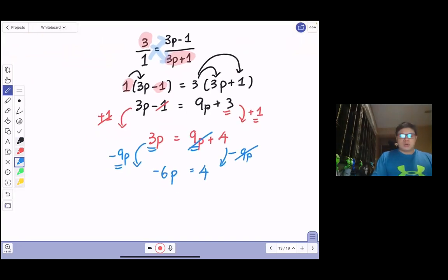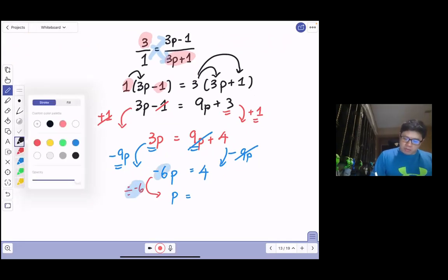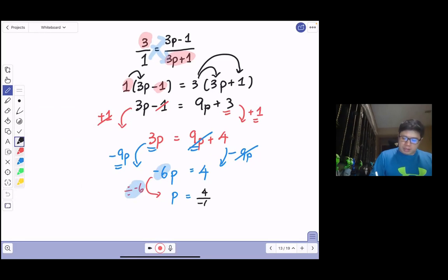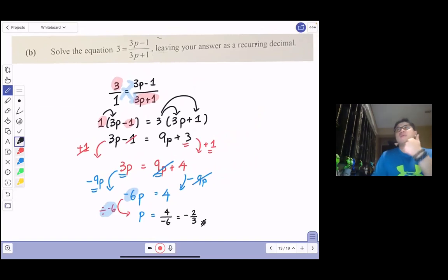Now, when negative 6p equals 4, you know that the next thing is you want to get p equals to something. So what do we do? Very simple. Divide both sides by minus 6. So we have 4 divided by minus 6, which is the same as negative 2 over 3. You leave the answer in the simplest form. Remember, you are supposed to follow the question. Never ever forget that the question always has some tricks.